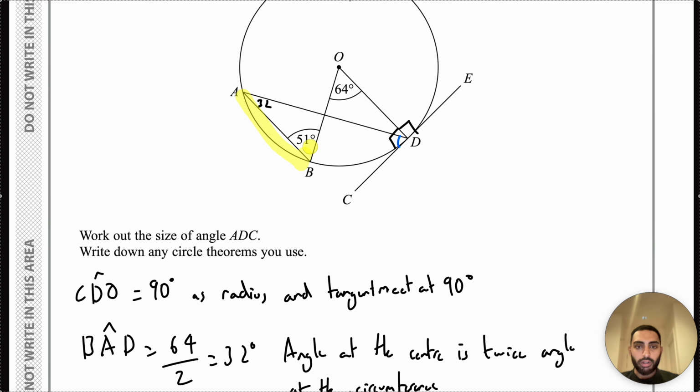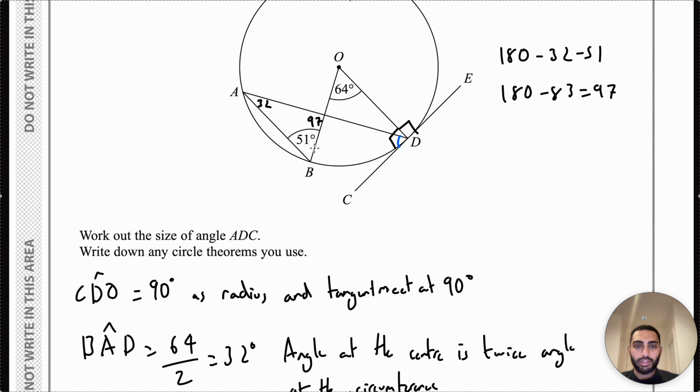Now I can see I've got a triangle going on over here, so I can find out this missing angle. Angles in a triangle add up to 180. I don't need to write that rule because the question only asks for circle theorems. So let's do 180 minus 32 minus 51. 32 and 51, so that would be 83. Then 180 minus 83, which is 97. So this missing angle here in the triangle is 97.